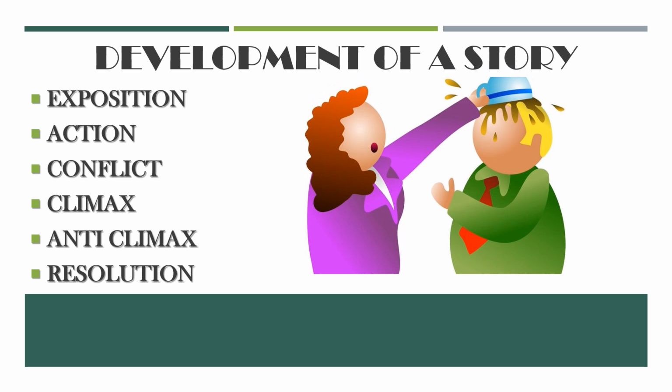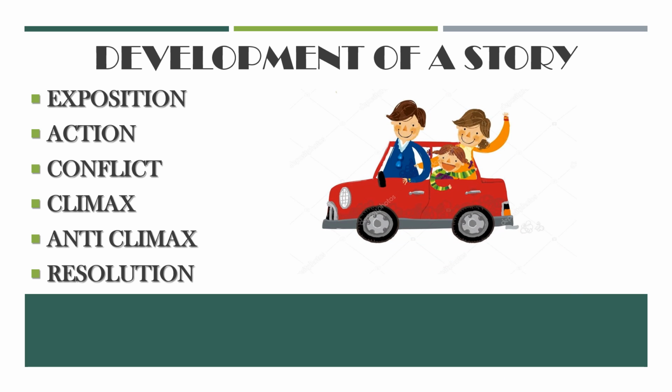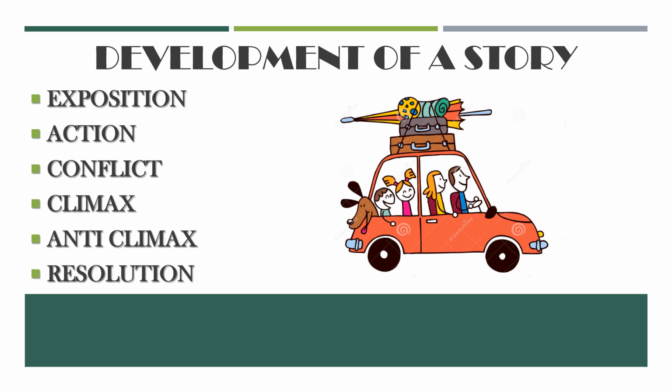At the next stage, after climax, the action falls down and something happens which is contrary to the main action. It brings surprise and the story becomes even more interesting. After anticlimax, the problem, which becomes most intricate at climax, is solved and resolution takes place, which brings a happy ending to the story. All these stages can be understood through a diagram.